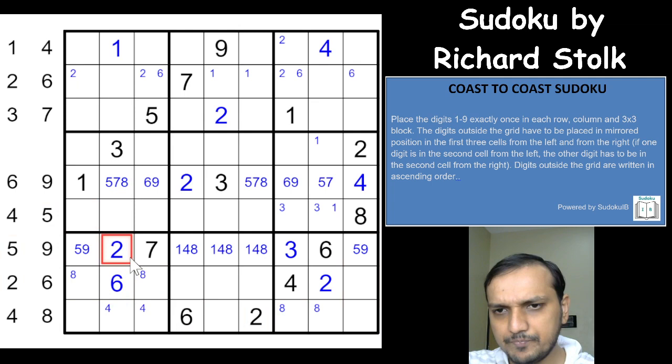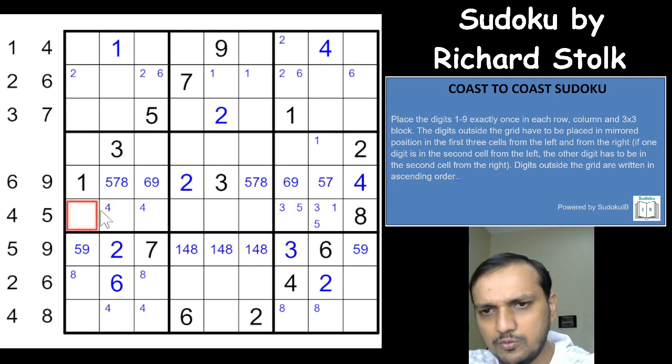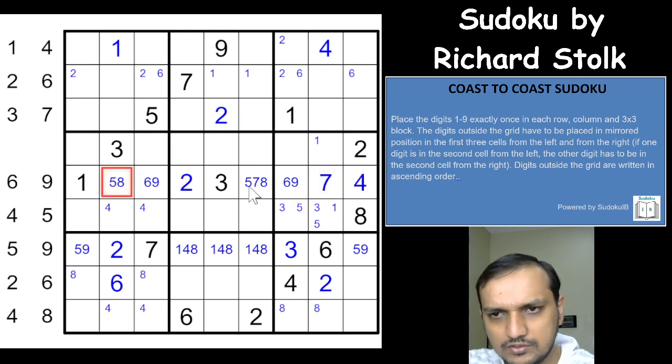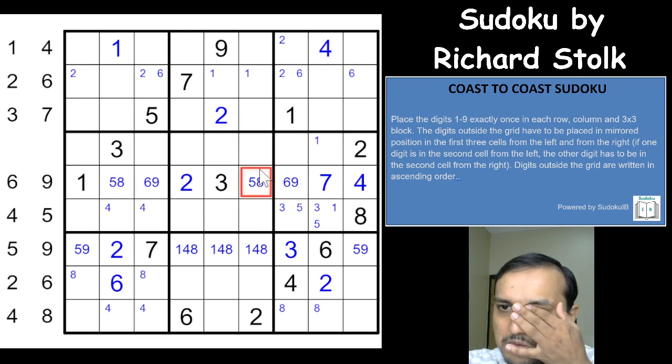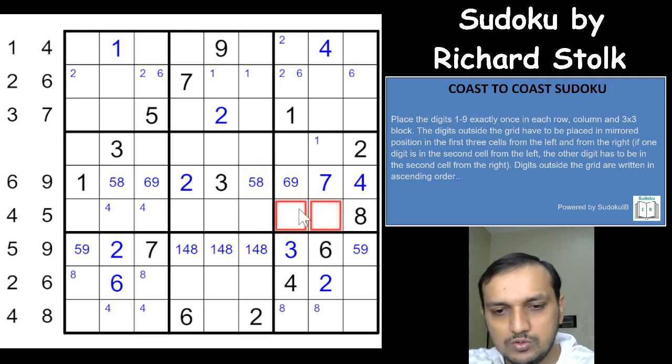4 and 5. We know that 4 cannot be here. So 4 would have to be in one of these 3 cells. So which means 5 would have to be in one of these 3 cells. 2 cells. So 4 cannot be here. So that eliminates 5 from this cell. This is 7. That's nice again. You have a 3-5 pair here actually now. So this is 1. This is 6 and 9.